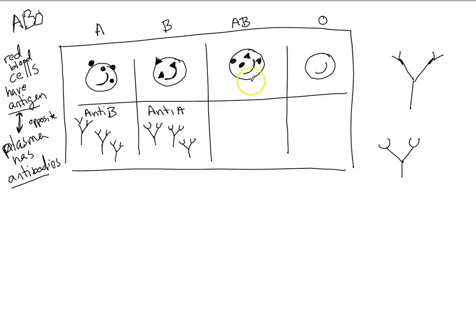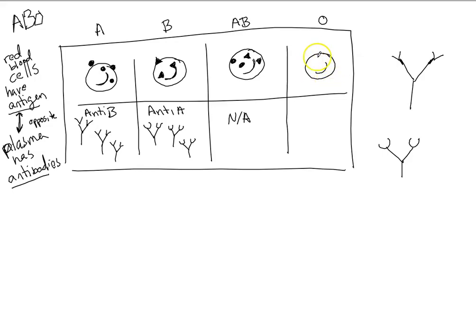Now think about it for a second. If you have both A and B antigens, can you have anti-A or anti-B antibodies? The answer is no, you cannot have either. So this is not applicable. They do not have any antibodies against surface antigens, either A or B.